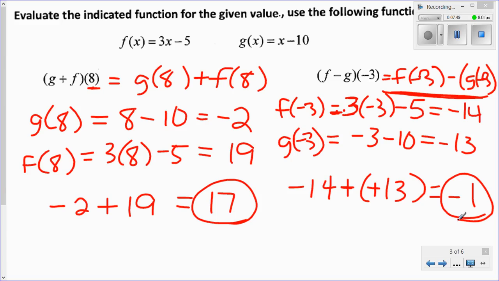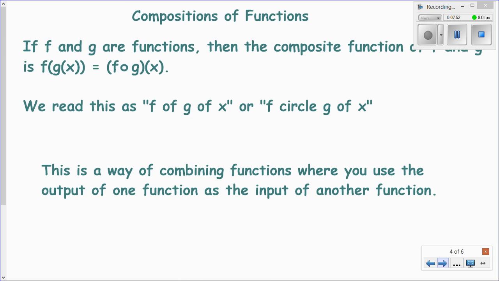I think we'll stop there. Okay, let's look at the next set of notes. So now we're going to talk about compositions of functions. If f and g are functions, then the composite function of f and g is, now, I know you've seen both notations before.